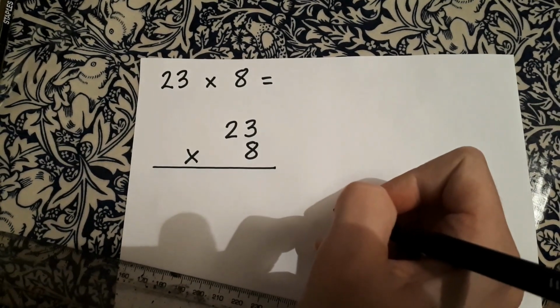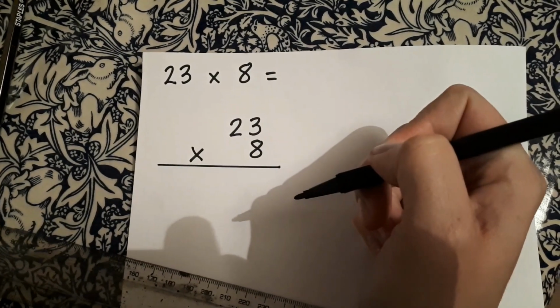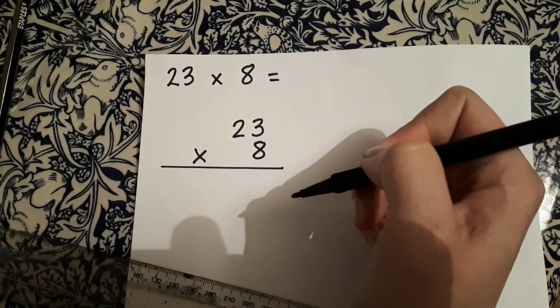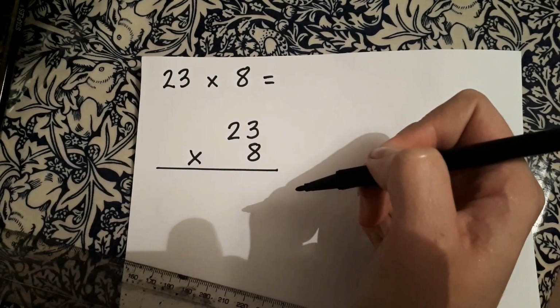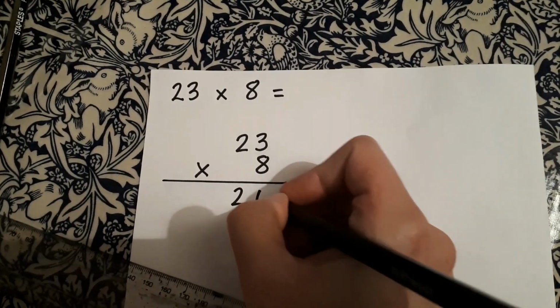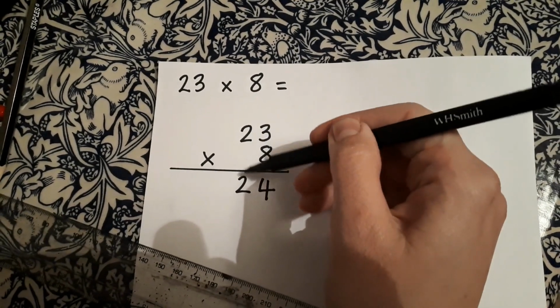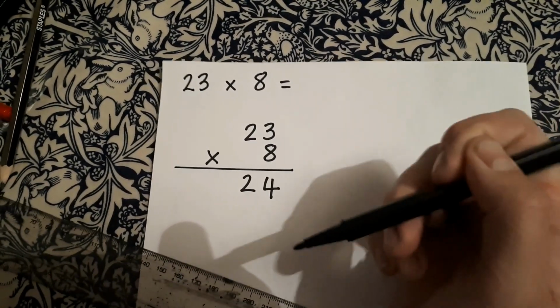Okay, next we are going to multiply the ones. 3 times 8. Use your knowledge of your times tables to help you. So 8, 16, 24. I'm going to put my answer here. Can you see how I've got my ones in this column and I've kept my tens in this column?